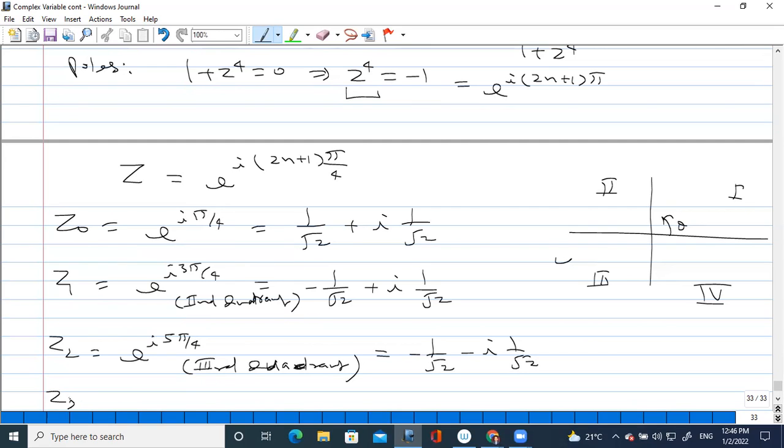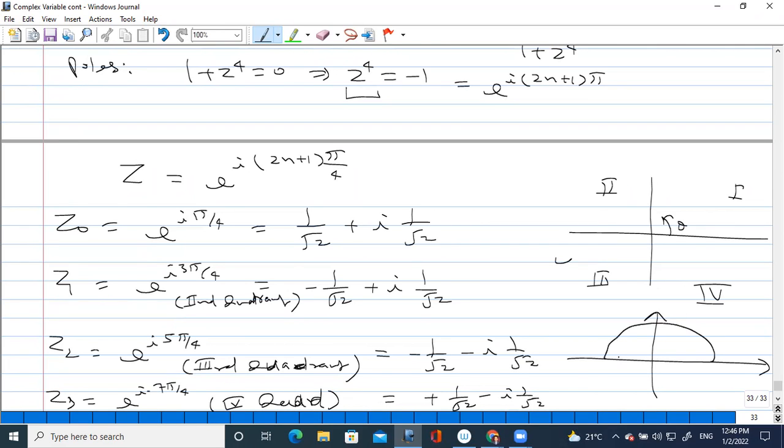And Z3 will be e to the power i 7 pi by 4. This I have already done. That will be in the fourth quadrant, so cos will be plus here and sine will be minus here. Now we have to check which one is on the real axis, which one is above the real axis. This is minus R to R. This is the real axis. So see, this is 1 by root 2 plus i something.